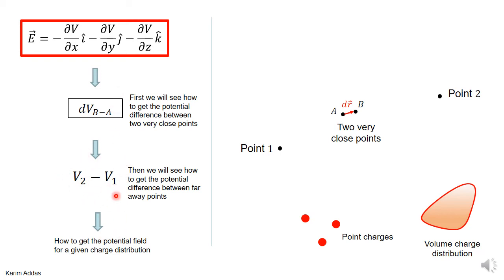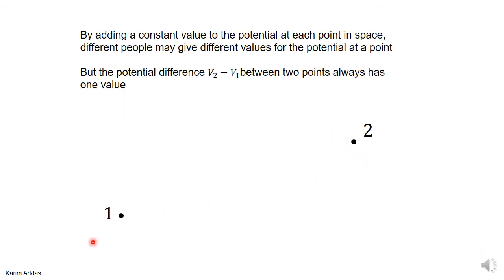We're trying to do this step now, how to get the difference in potential between any two arbitrary points that are not necessarily very close to each other like it was in this case. So here we have our 2 points. We have point 1, we have point 2, and we want to get V2 minus V1, the potential at 2 minus the potential at 1. And we know that the potential difference between these 2 points has a fixed value. Remember, we said that if you add a constant to this point, let's say you add 5, and you add a constant 5 to this point, the potential difference always stays the same. So the potential difference between 2 points always has the same value.